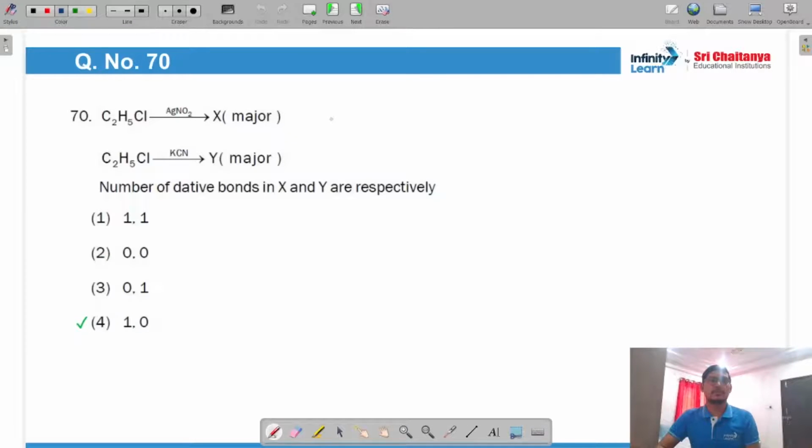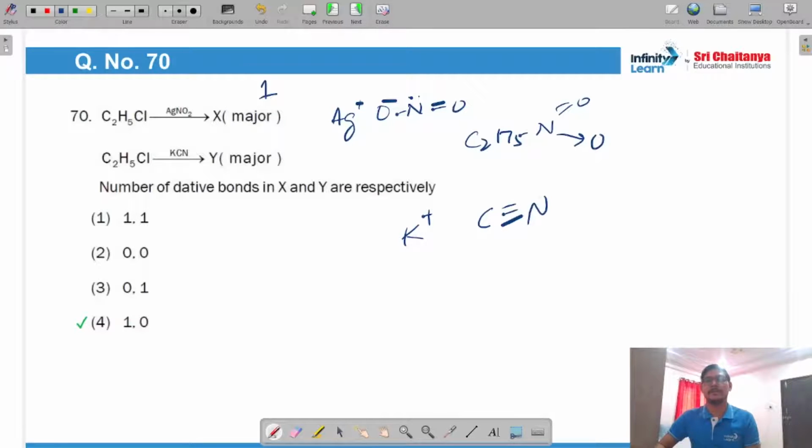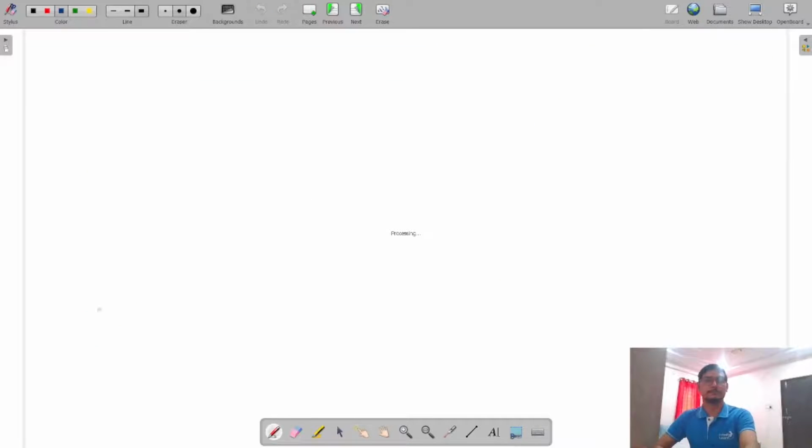C2H5Cl with AgNO2. You should know that here it is Ag plus and O minus N O, right? So basically oxygen has the covalent bond, so nitrogen will attack. So C2H5NO2, and you should know that there is one dative bond in the nitro group. There is one coordinate covalent bond. And in KCN, both carbon and nitrogen are free to attack, but because the carbon-carbon bond is stronger, carbon attacks, and as a result there is RCN and no coordinate covalent or dative bond here. So 1 and 0 is the correct answer.